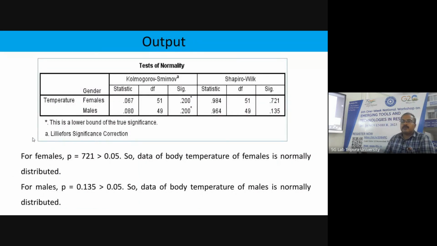See, the test of normality tells that the p-value is 0.721. This is 0.721, not 721; 721 is not possible. 0.721 is greater than the 0.05 level of significance. So the data on the body temperature of female is normally distributed. Then 0.135, which is greater than 0.05. Again, the body temperature data of male is also normally distributed. So the first assumption is clear.